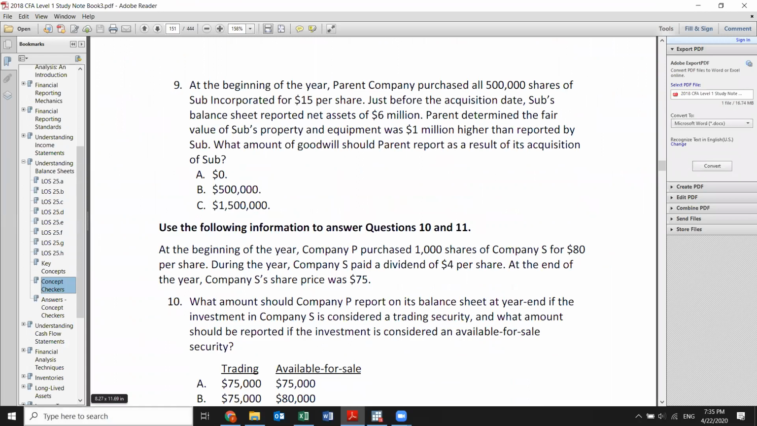Okay, let's go over the questions. At the beginning of the year, a parent company purchased 500,000 shares of Sub Inc. for $15 per share. Just before the acquisition, the sub's balance sheet reported net assets of $6 million. The parent determined that the fair value of the sub's property and equipment was $1 million higher than reported by the sub. What amount of goodwill should the parent report as a result of its acquisition of the sub?